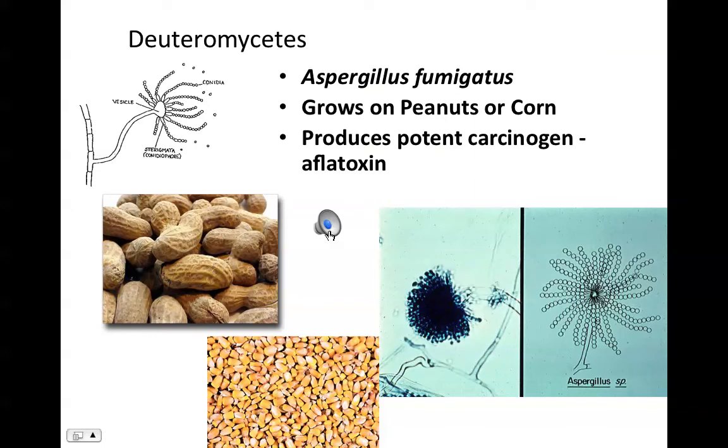Another genus in the Deuteromycetes that's of commercial importance and medical significance is Aspergillus. The species Aspergillus fumigatus is actually a mold that can grow on peanuts or corn. Now, unfortunately, Aspergillus reproduces by asexual conidia, those little spheres in long chains. But Aspergillus fumigatus produces a chemical called an aflatoxin.